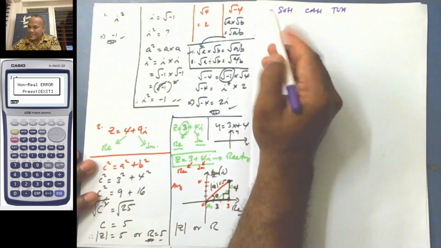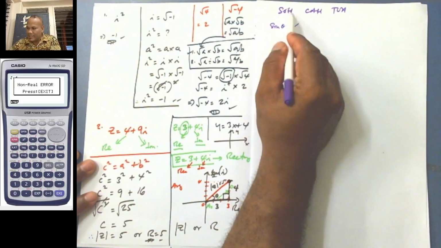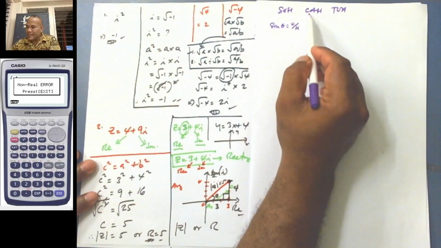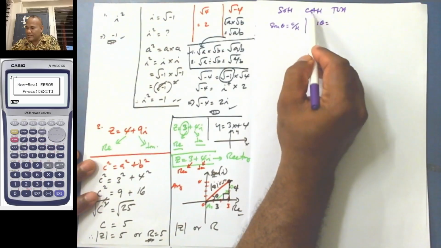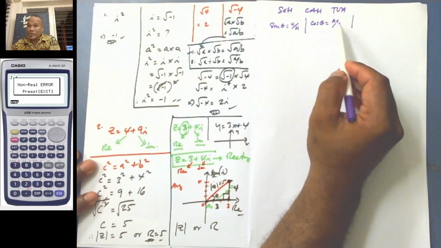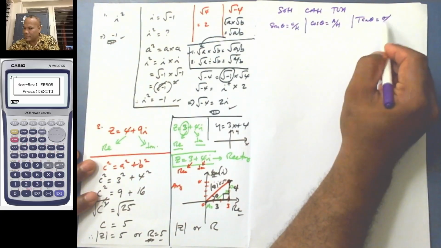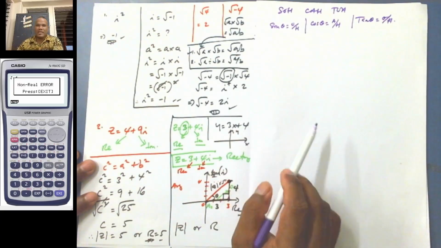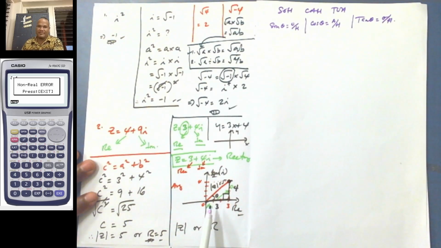S represents sine. So sine theta equals opposite O over hypotenuse H. C represents cos. So cos theta equals adjacent A over hypotenuse. And T represents tangent. Tangent theta equals opposite over adjacent. You'll only use these depending on the value given.